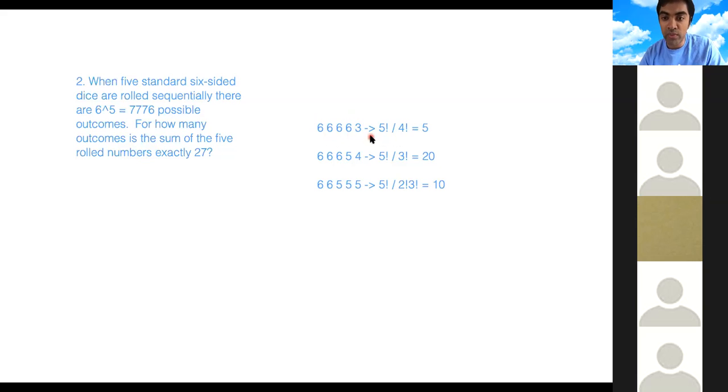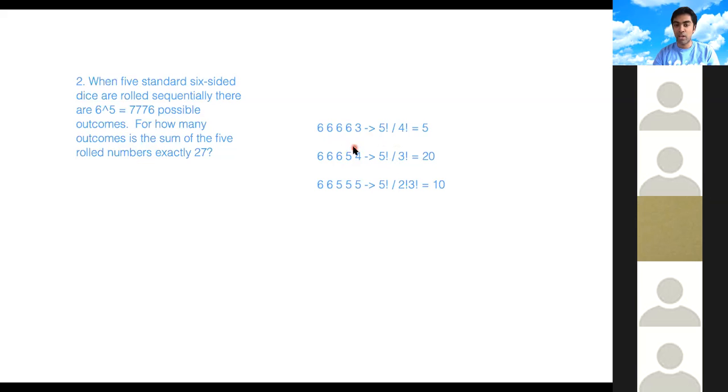So one way of doing this is to say, okay, there's 5 factorial orderings of all of these, and divided by 4 factorial because these 4 6s are the same. So we don't want to count the repetitions of those or the orderings of those 4. And same here. For the ones which are the same, we have to divide by that factorial. So here there's 2 6s and 3 5s, so we divide by 2 factorial times 3 factorial.